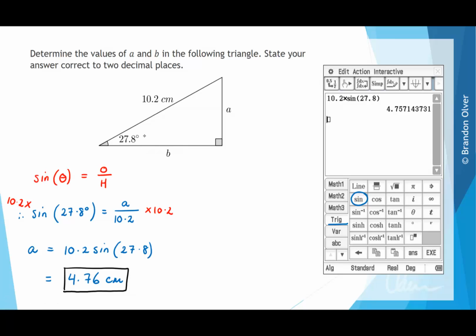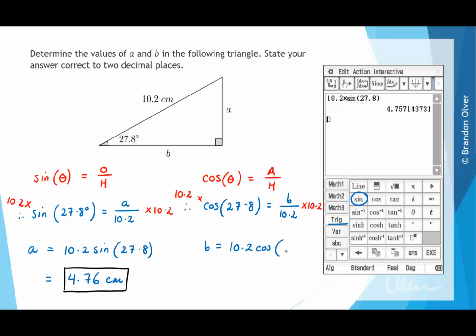Next, we want to find B, which is adjacent to our angle, so we can use cosine of theta is equal to the adjacent over the hypotenuse length. Therefore, cosine of 27.8 is equal to the adjacent length, which is B, over the hypotenuse, which is 10.2. Once again, we can multiply by 10.2 to get B by itself. So this gives B is equal to 10.2 times cosine of 27.8 degrees.